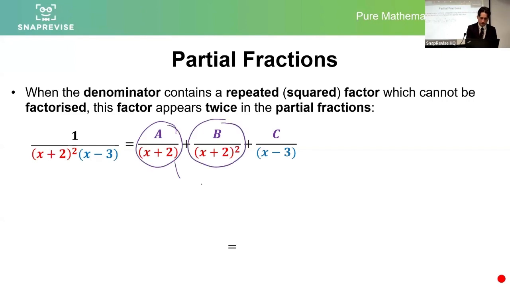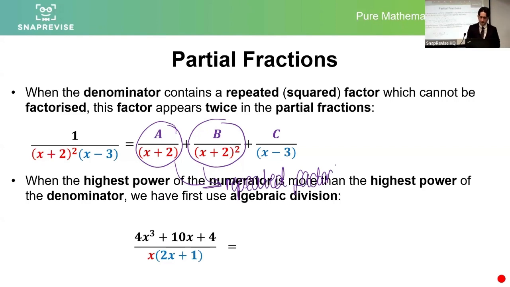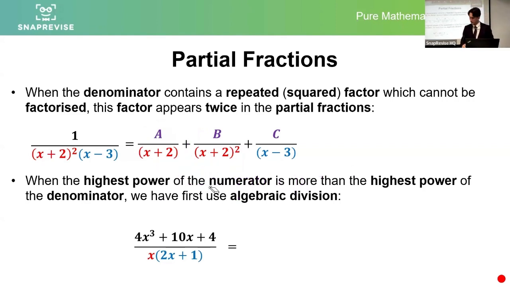So just a little reminder, because they might not guide you to do that. This is what we do with a repeated factor. So hopefully we're good with that. And then when the highest power of the denominator is more, the other thing we have to look out for is that this is improper. For this one, you would do polynomial division, or there are some little tricks you can do as well.